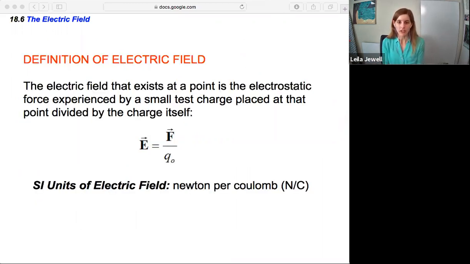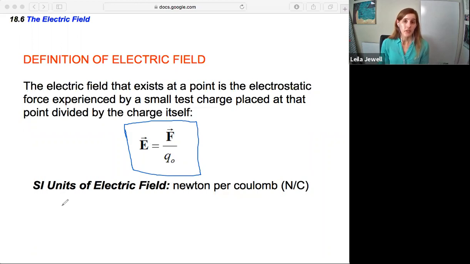The electric field that exists at any given point is the electrostatic force experienced by a small positive test charge placed at that point divided by the charge itself. So the equation that we used in the last example is a formal equation that you could write on your crib sheet. It's a good one to highlight. The electric field is equal to the force divided by the test charge.